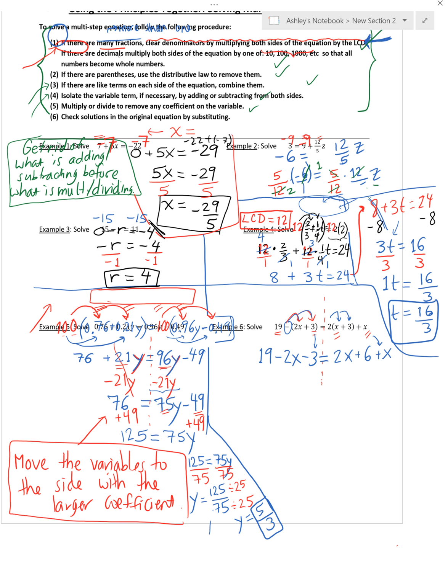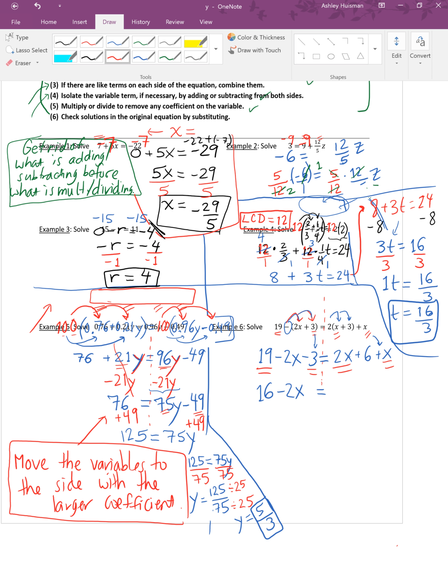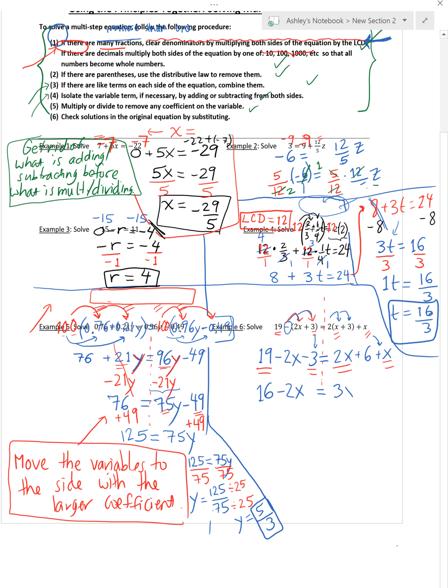Alright, now I'm going to see if we have some like terms. We have 19 and negative 3 on the left side. Those can combine. 19 and negative 3 makes 16. And then minus 2x, since 2x didn't have anything to combine with on the left side. On the right side, there are a couple like terms here. 2x and x combine to make 3x. That'll be 3x, and then of course the plus 6. 6 didn't have anyone to combine with over there.